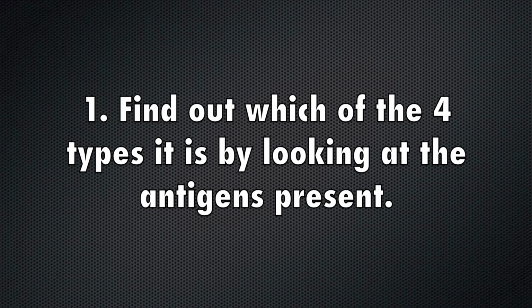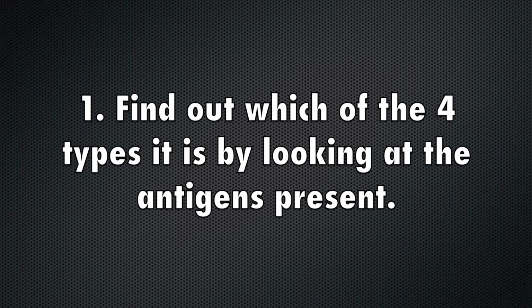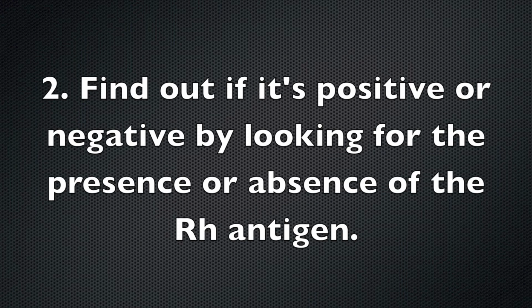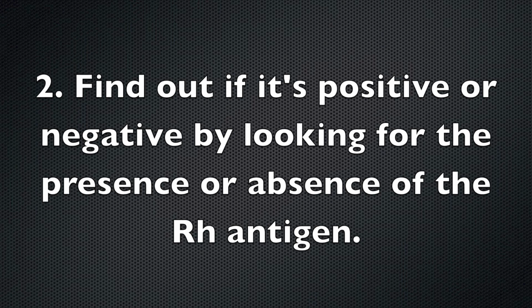When I'm typing blood, I do it in two steps. First, I figure out which of the four blood types it is, A, B, AB, or O, by finding out what antigens are found on the blood cells. Once that's done, I figure out if they're positive or negative by finding if their blood cells have Rh antigens on them or not.